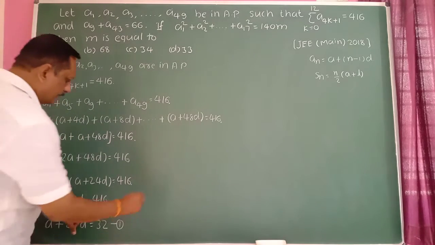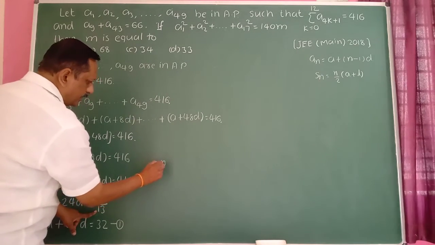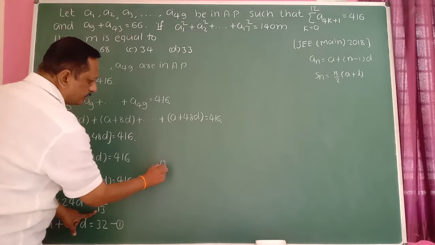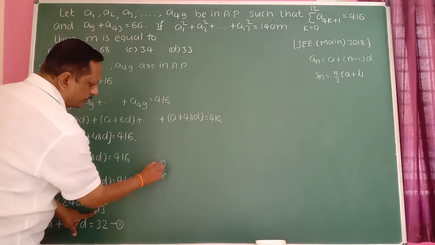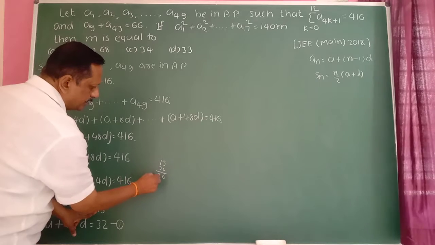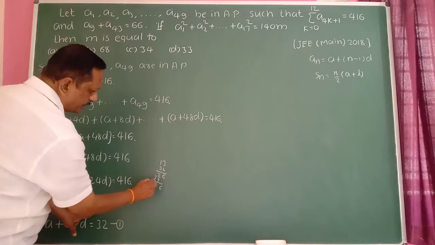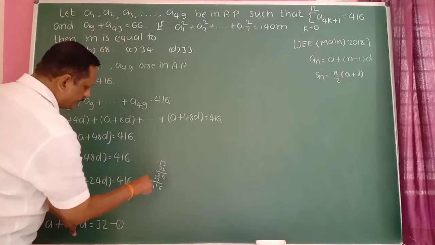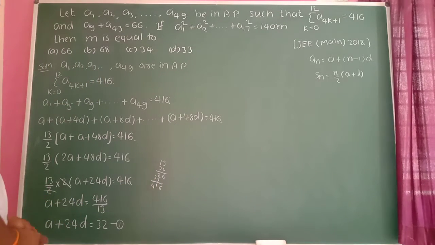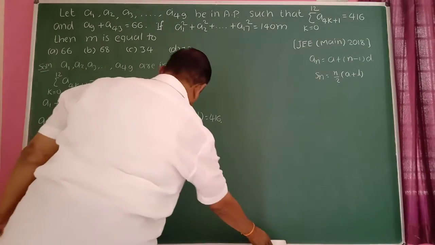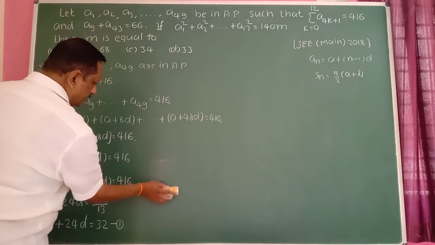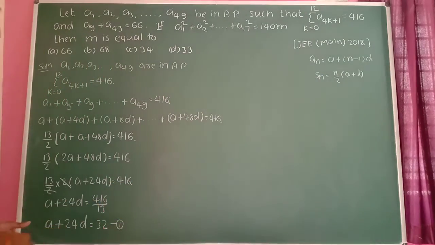Yes, okay, because 13 into 32: 3 twos are 6, 2 ones are 2, 3 threes are 9, 3 ones are 3, so 6, 9 plus 2 becomes 11, 3 plus 1 becomes 4, 416. 13 ones are 13, 32 dies. Therefore, dividing, we get this equation here.